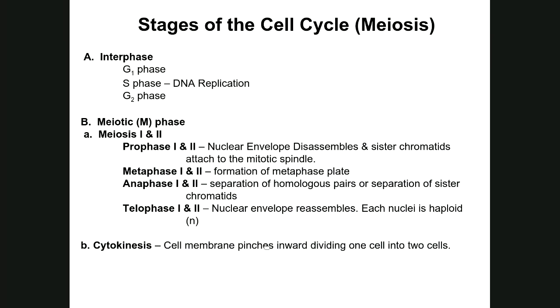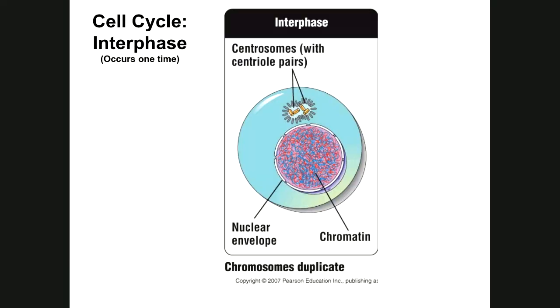Cytokinesis, however, does not change. It's always where the cell membrane pinches inward, dividing one cell into 2 cells. Except now, I didn't emphasize this, in this type of cell division involving nuclear division called meiosis, the haploid gametes that are produced at the very end, they're not identical daughter cells. That's why we call them haploid gametes. So if you see something in the text that says daughter cells, don't use that term.